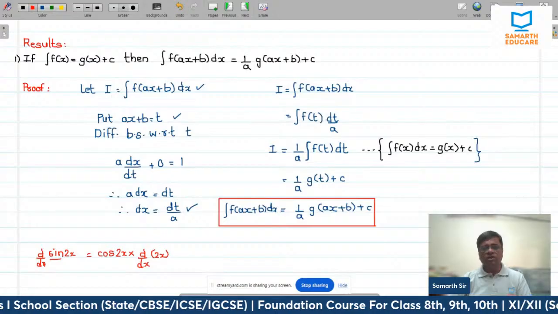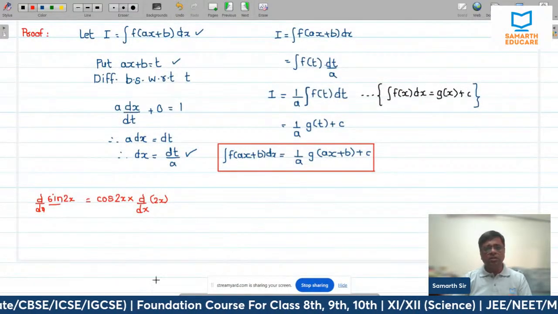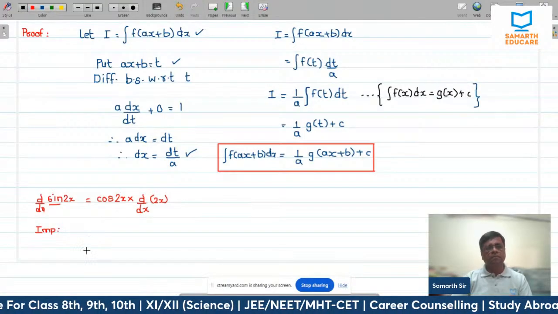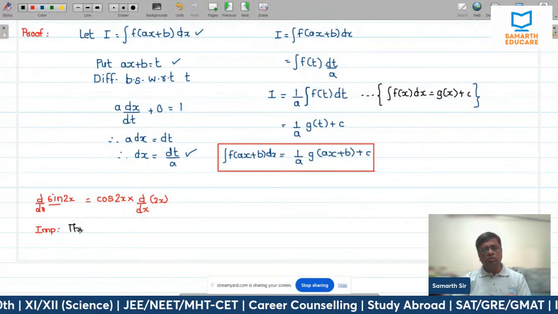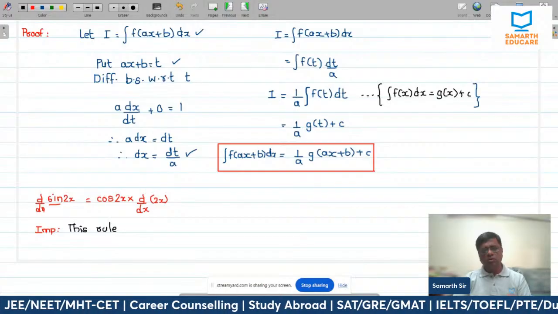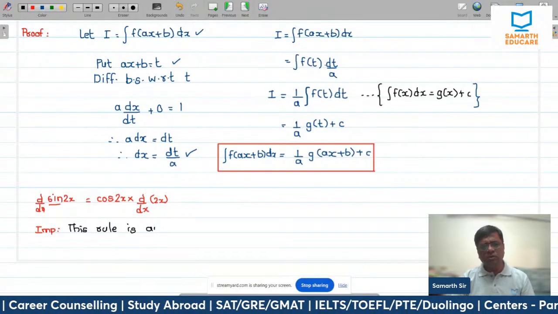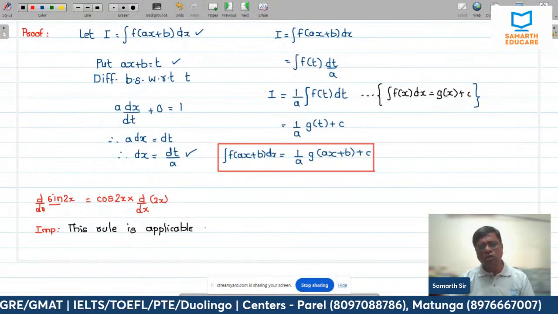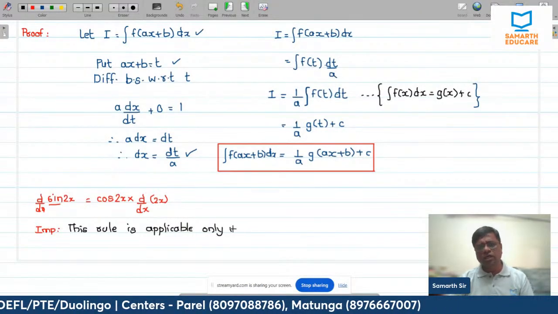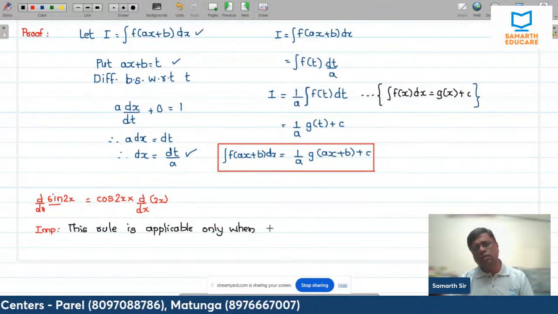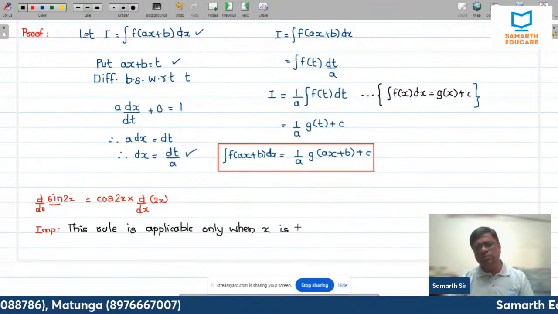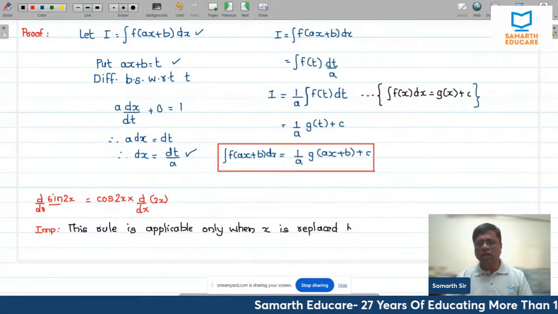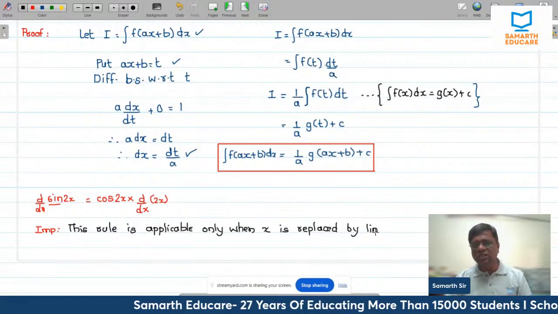It's true, but this rule is applicable, very important, this rule is applicable only when x is replaced by a linear quantity. You can see there is a linear quantity.